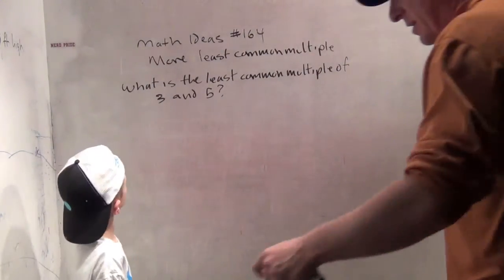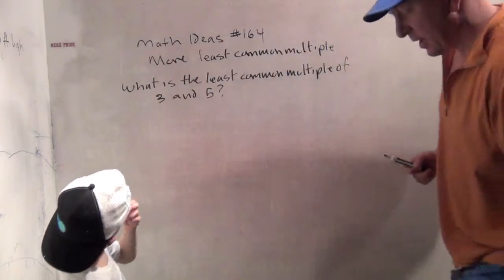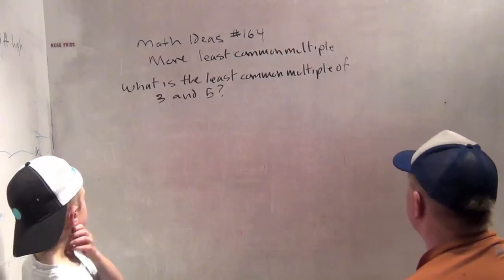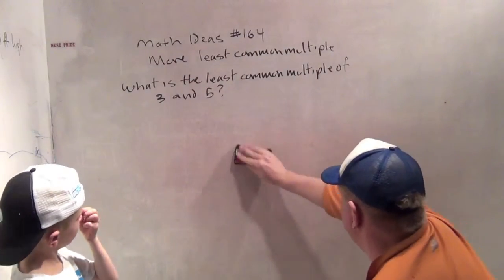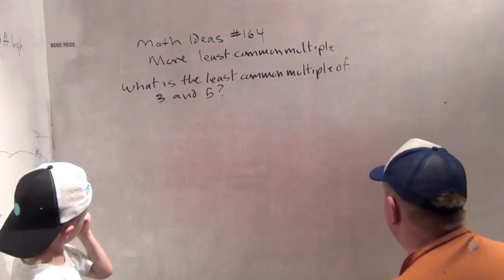MathIdeas number 164. Today we're going to do some more least common multiple stuff. And then you asked me a really neat question about least common multiple, so we're going to follow up with that after we do this problem. What is the least common multiple of 3 and 5?